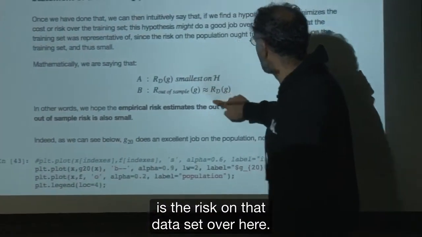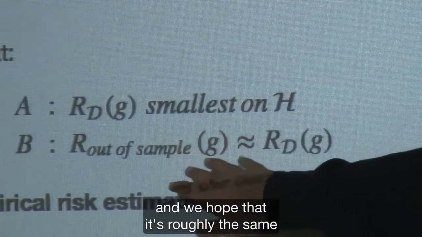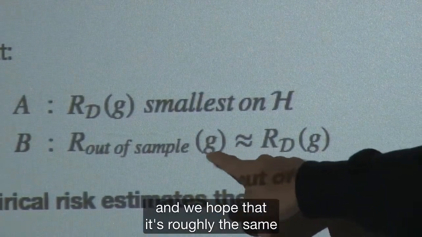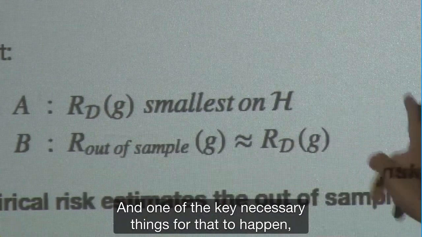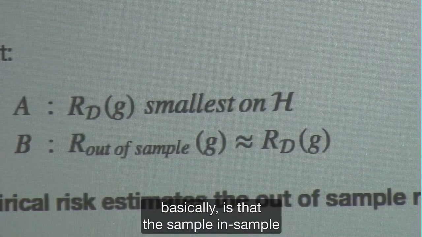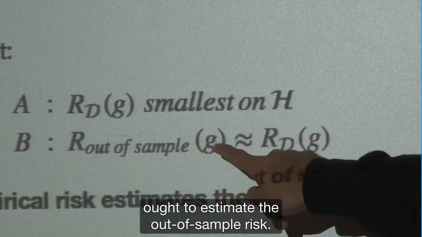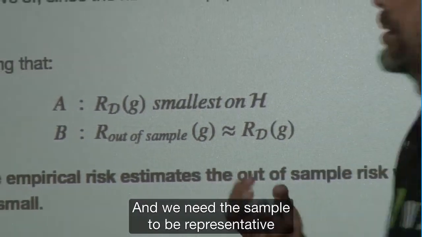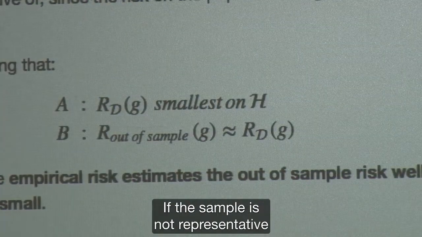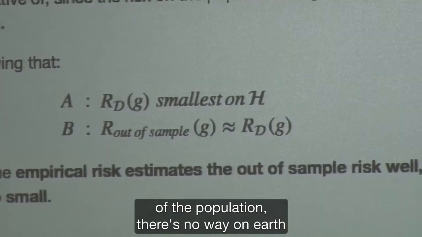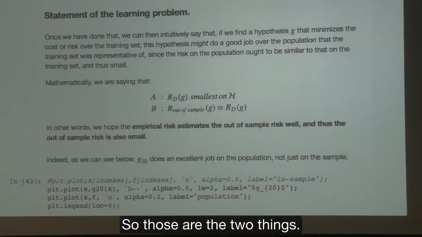which is the risk on that data set over here. So we calculate the risk on the data set, and we hope that it's roughly the same as the out-of-sample risk. One of the key necessary things for that to happen is that the in-sample risk ought to estimate the out-of-sample risk. And we need the sample to be representative of the population for this to happen. If the sample is not representative of the population, there's no way on earth this is going to happen. Okay. So those are the two things.